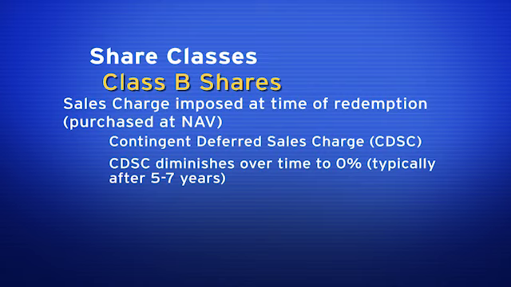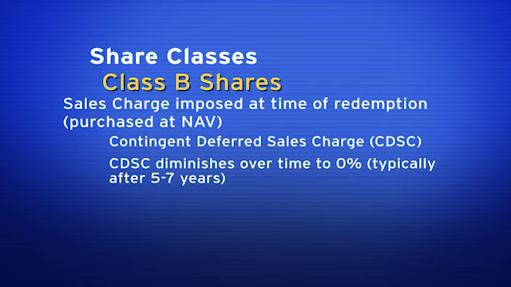What if I redeem in the third year? Then I would pay a 3% back-end load, a 3% CDSC. What if I redeem in the fourth year? Then I would pay a 2% back-end load. What if I redeem in the fifth year? I would pay a 1% back-end load. What if I redeem after the fifth year? Then my back-end load would have diminished to zero.